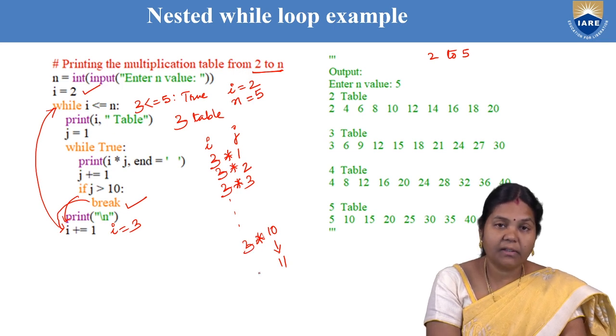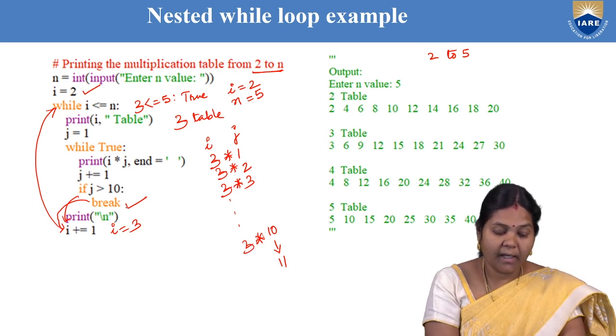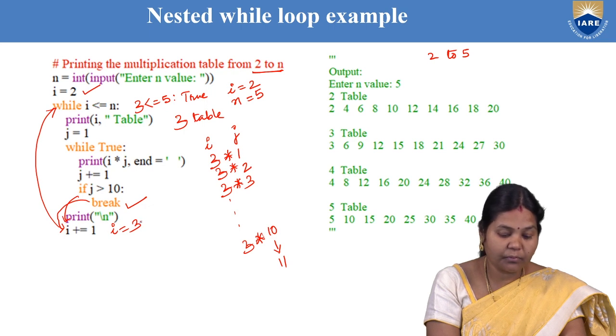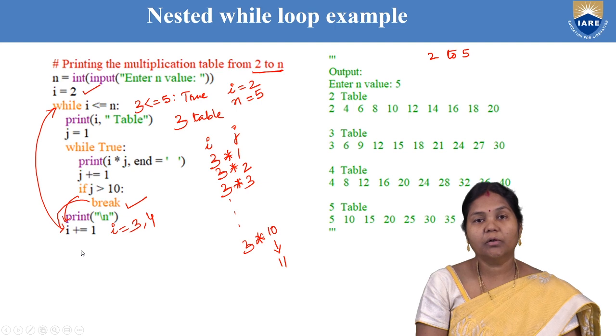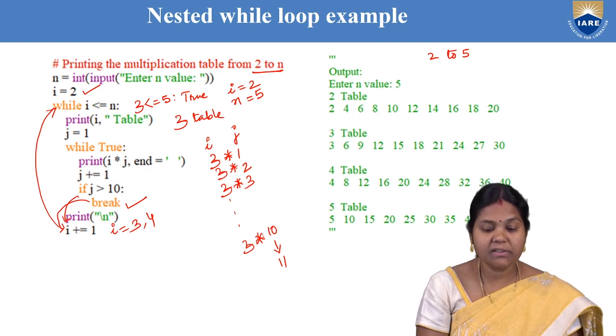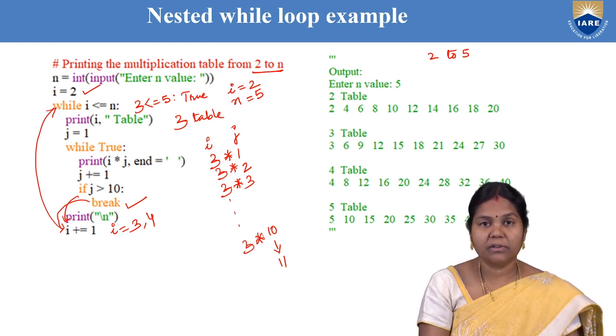When j becomes 11, it will break the loop and the I value will be incremented to 4. Again this process will be repeated until the outer loop condition becomes false. So this is the way a nested while loop works in Python.